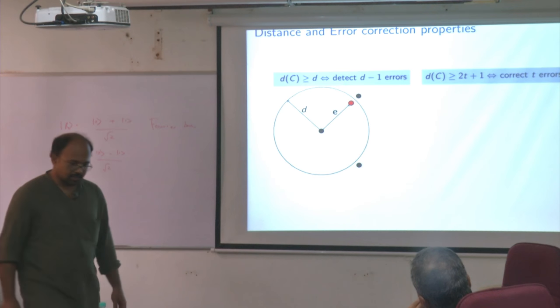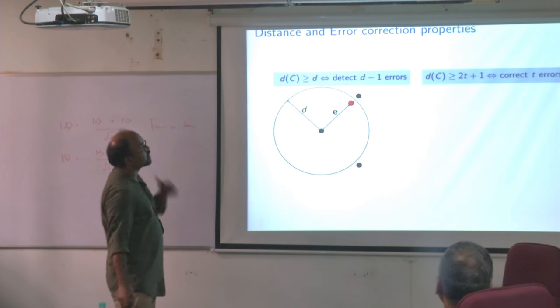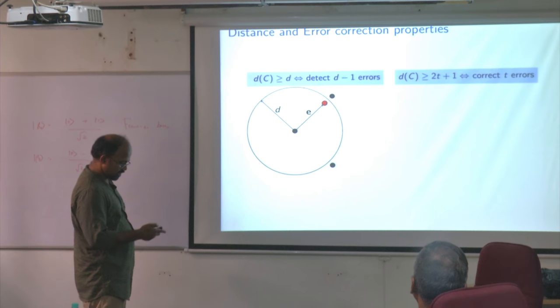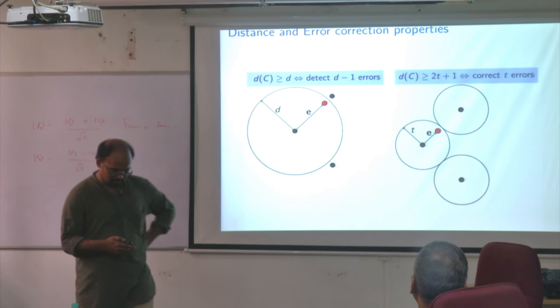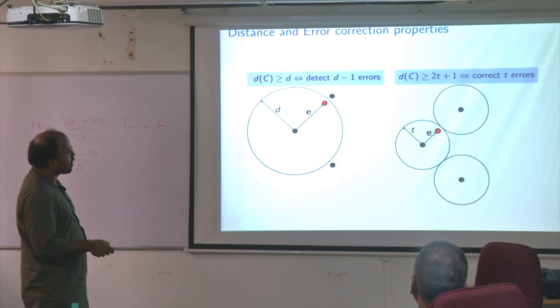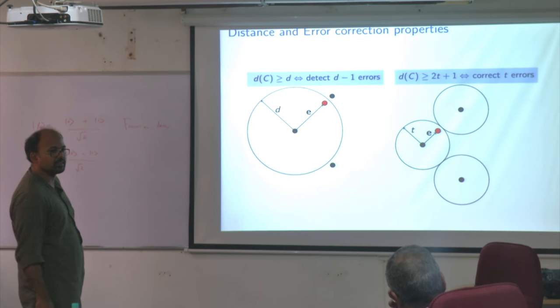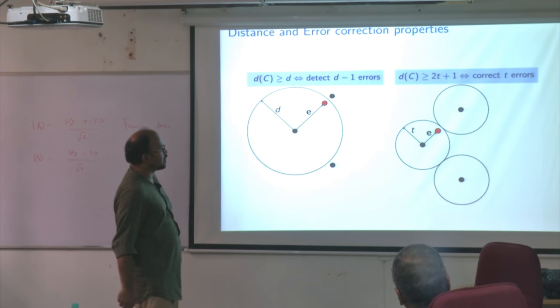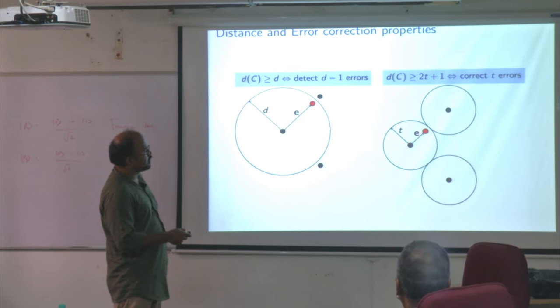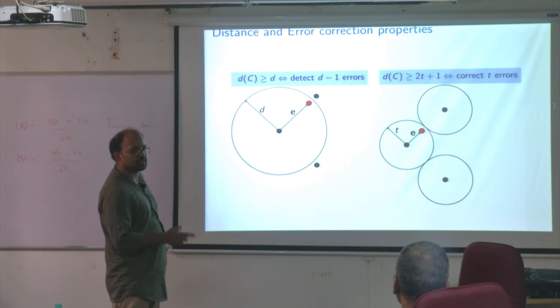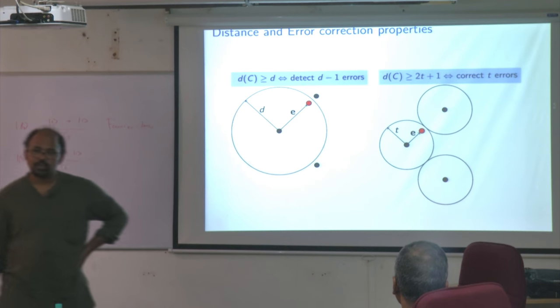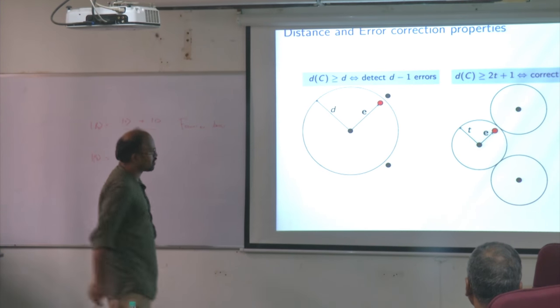And the other interesting thing is that if the distance is greater than or equal to 2t plus 1, then you can correct t errors. Again, the proof is not very useful, so I will just use the picture. Take the code words and draw balls of Hamming radius t. Because the distance between any two code words is at least 2t plus 1, none of these spheres intersect. So there is no code word in the intersection of these spheres. So all you do is nearest neighbor decoding. If you have received this erroneous word, you find the nearest neighbor and output that code word. So this is quite strong.